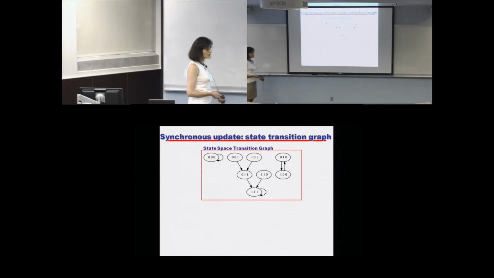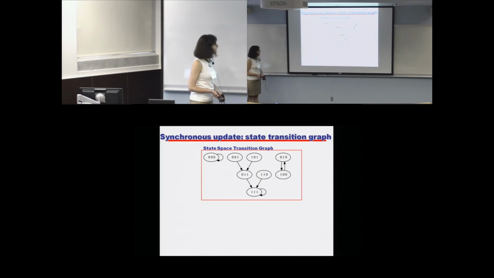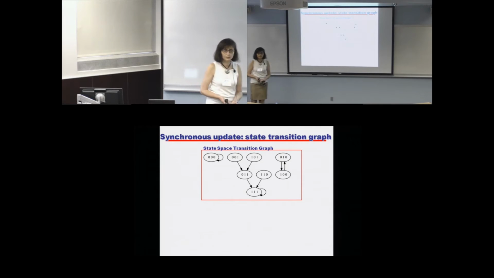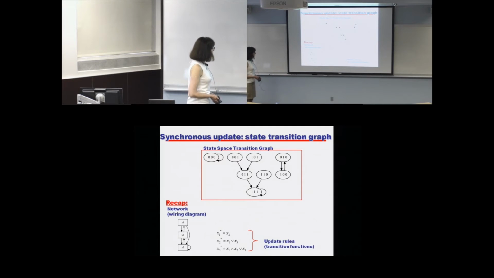And when you do this for the whole system, here we have just 3 variables. This is what gives you the state-space transition graph. And from the graph, you can look at disconnected components. You can find the steady states. You can look at the cycles and so on. All right, so just to recap: wiring diagram, update rules, state-space transition graph.